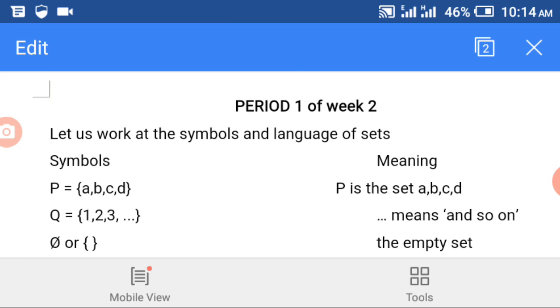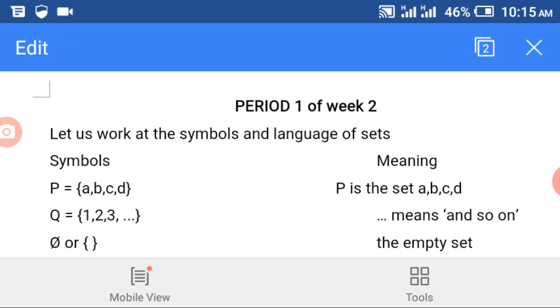So today, inshallah, we want to look at the definition of Venn diagram, and then union, intersection, and complement of set. But before we go to that, we want to quickly look at symbols of set and their meaning.